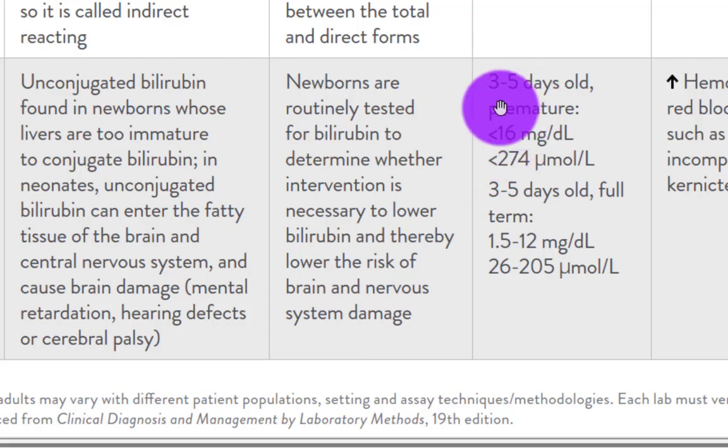The measurement from 3 to 5 days old, premature, is less than 16 milligram per deciliter. From 3 to 5 days old, full term, it is 1.5 to 12 milligram per deciliter. Increased in hemolysis of red blood cells, such as Rh incompatibilities.